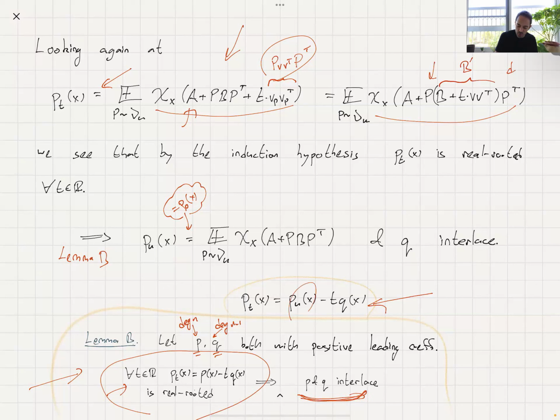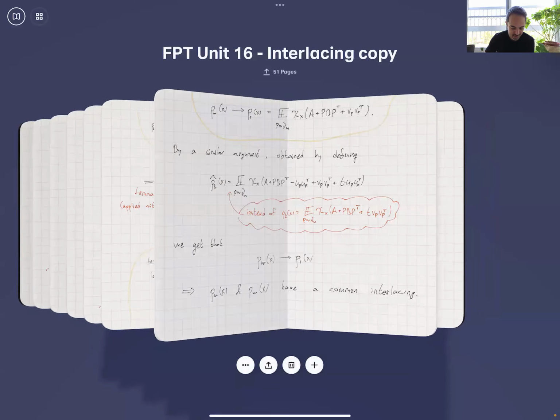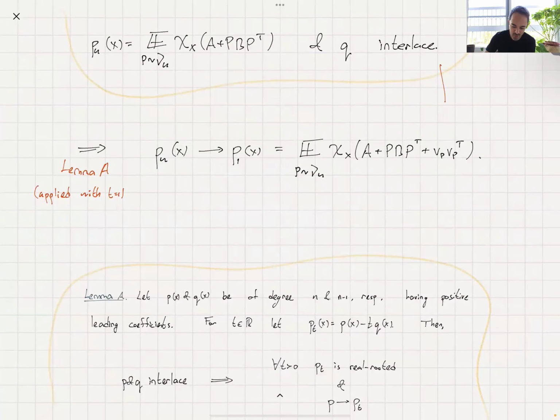P in our case is PU, right? It's the thing that you get when you substitute T equals 0. It's this thing. So this means that PU and Q interlace. Good. So that's what we just had.